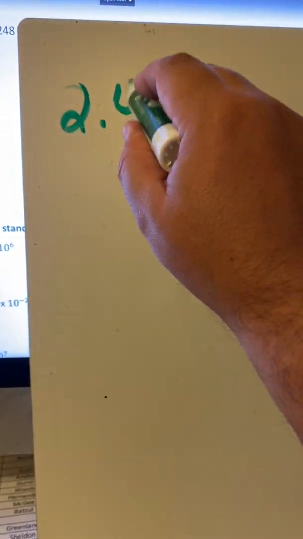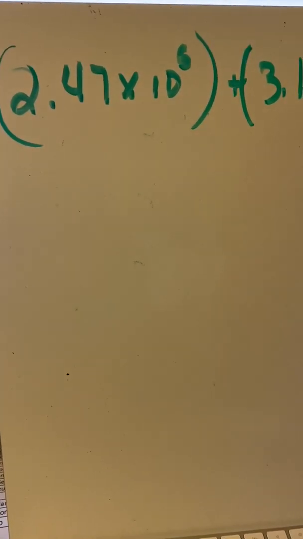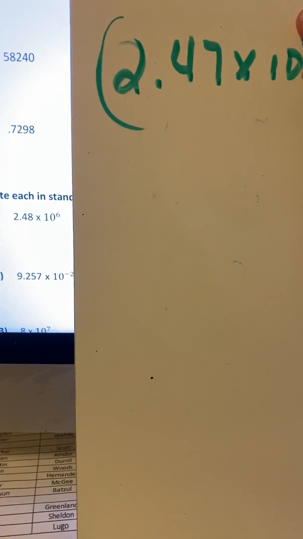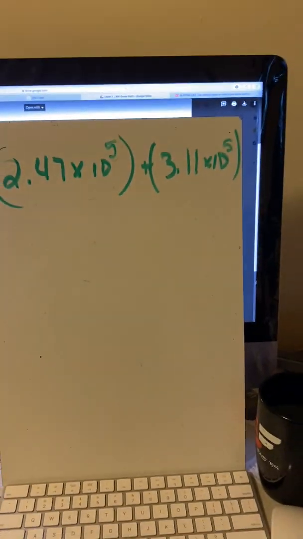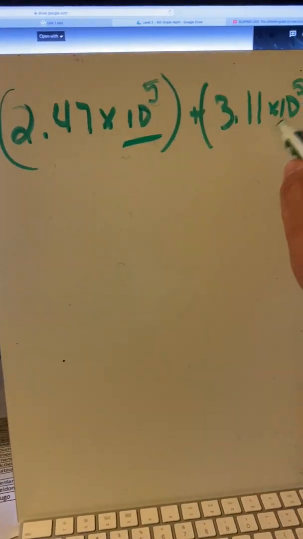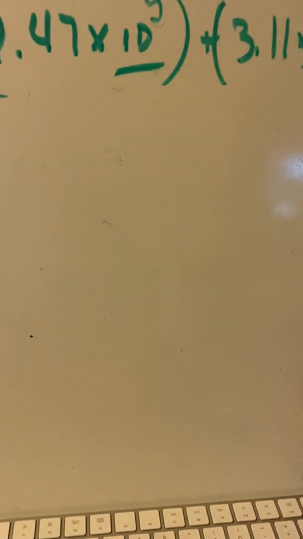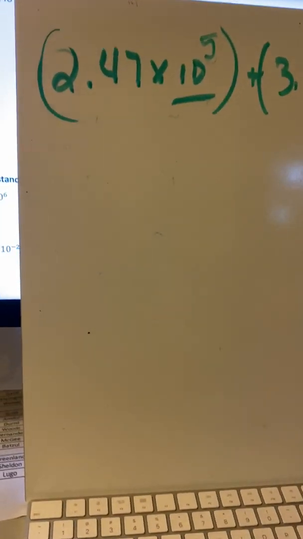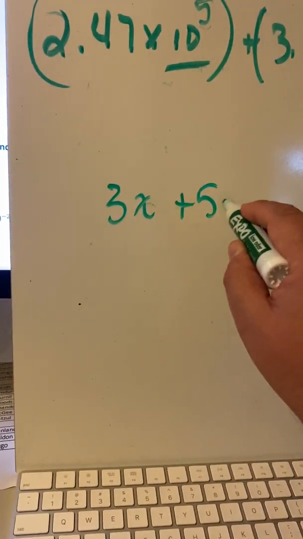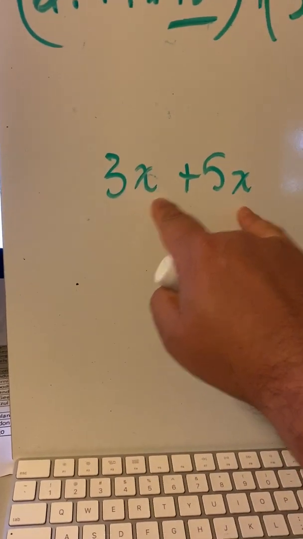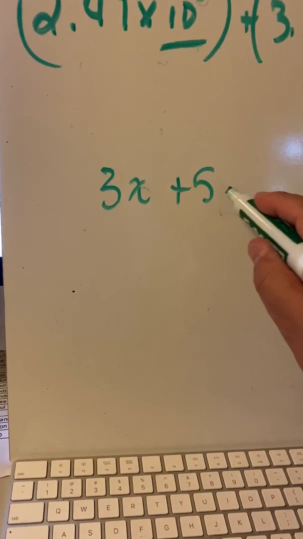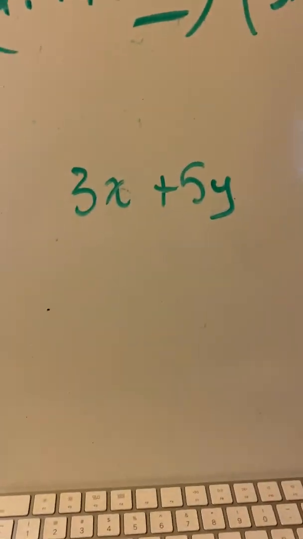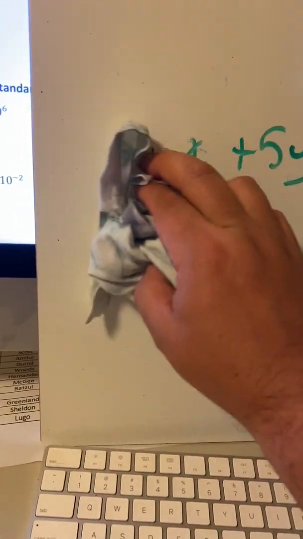Now, what I mean by that, let's just start with an easy problem. 2.47 times 10 to the fifth plus 3.11 times 10 to the fifth. Okay, let me make that 5 better here so you can see it. All right, these two problems both have 10 to the fifth. You have to have common values there, or else you cannot add these two problems. Okay, it's like having common variables. If I have 3x plus 5x, can I add 3x plus 5x? Yes, they have common exponent or common variables. But if I change this one and make it y, can I combine those? No, they're not like terms, so I can't combine them. Okay, that's essentially what you're doing.